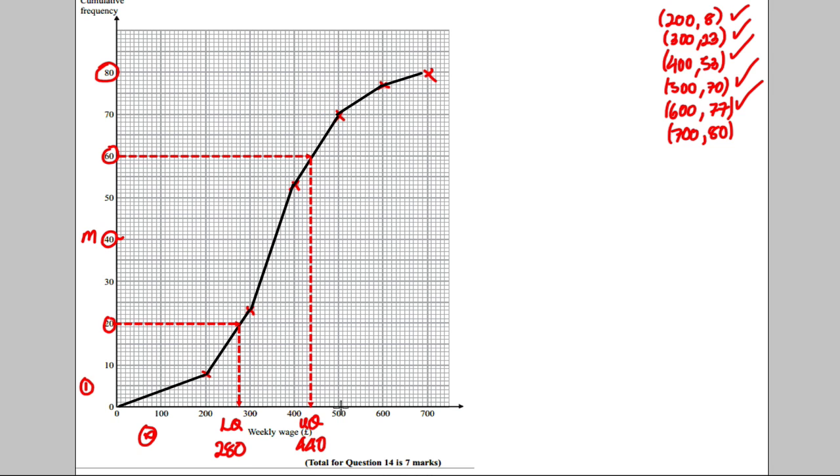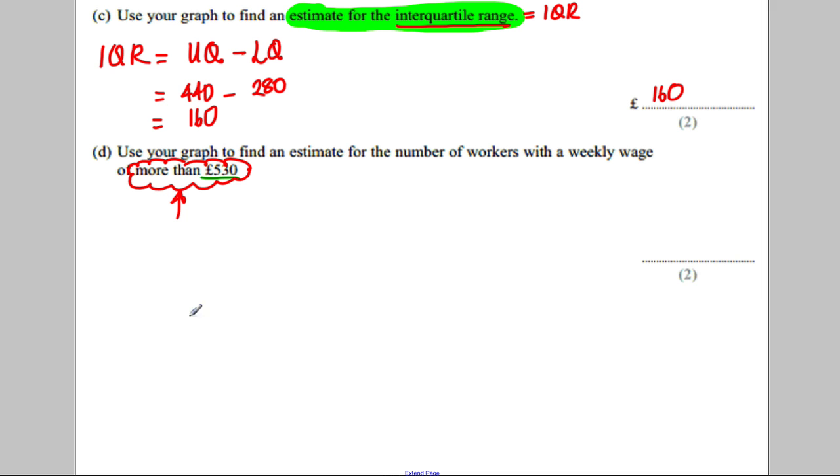10, 20, 30, draw a line up here till it reaches our cumulative frequency graph and read across. We seem to be getting the answer 72. Shall I just write that down? No, because it's a more than question, I'm looking for above, from 72 to 80. How far is that? So it's 8, obviously. So it's the answer to 80, subtract 72, which is equal to 8 workers, as follows.